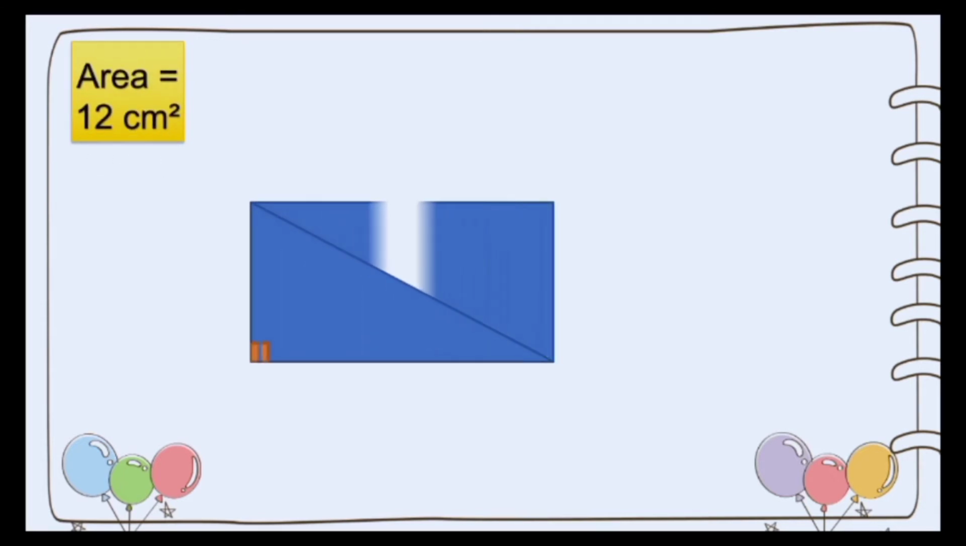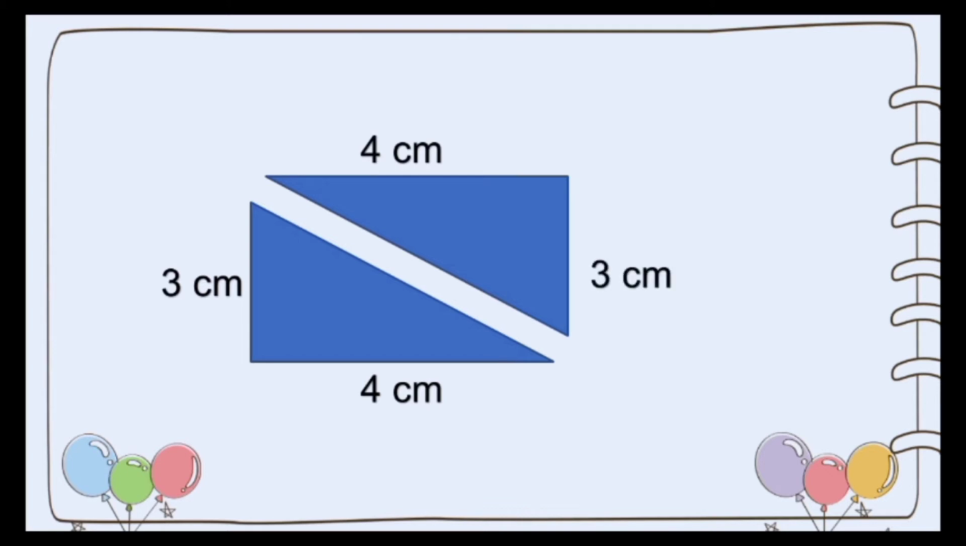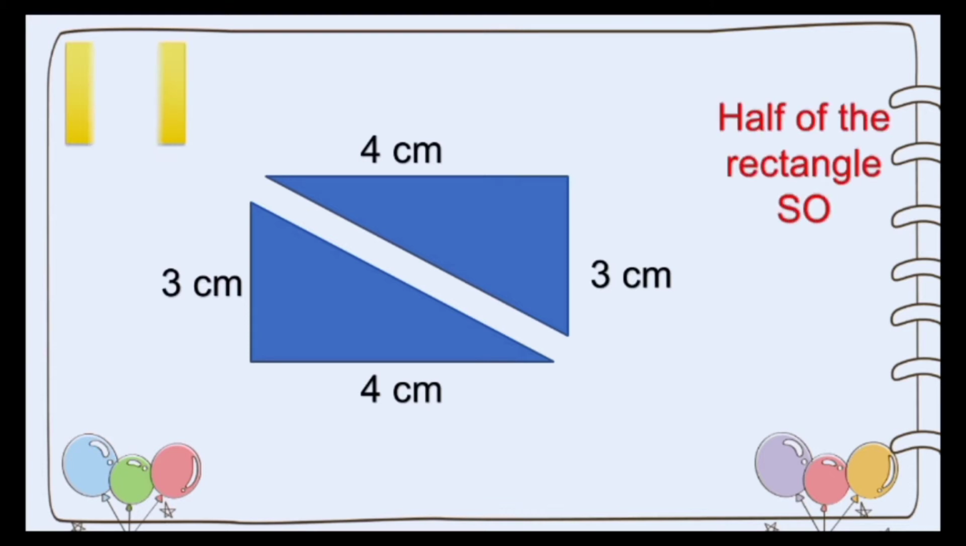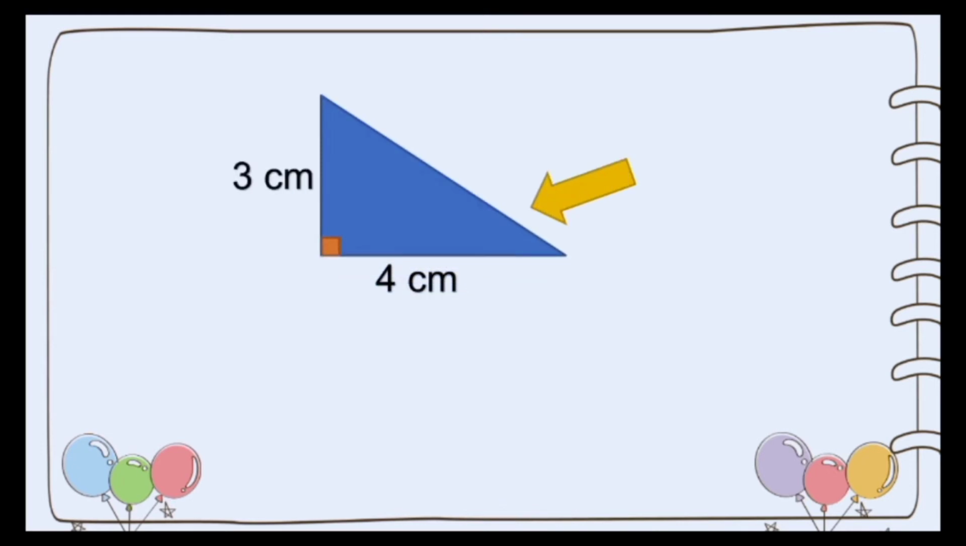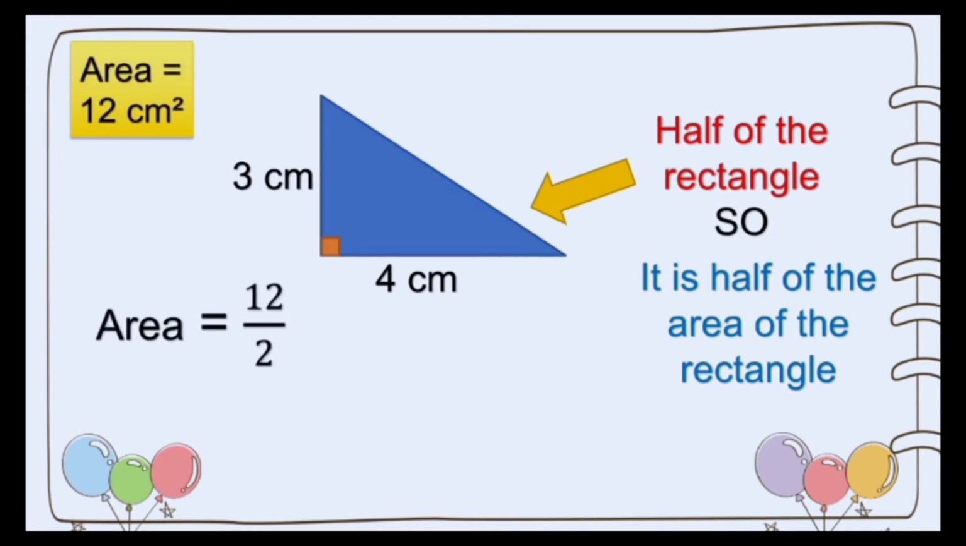Now check this out. If we cut the same rectangle in half diagonally, we get two congruent triangles. Each has one side that measures 4 cm and an adjacent side that measures 3 cm. Each triangle is half of the rectangle. So this triangle is half of the area of a rectangle. The rectangle had an area of 12 cm squared. So the triangle area is half of that. And half of 12 is 6 cm squared.